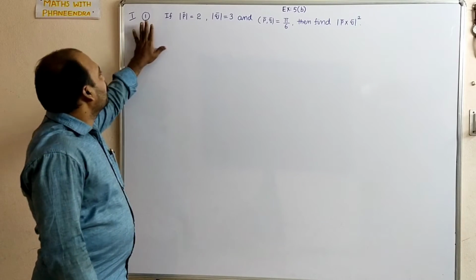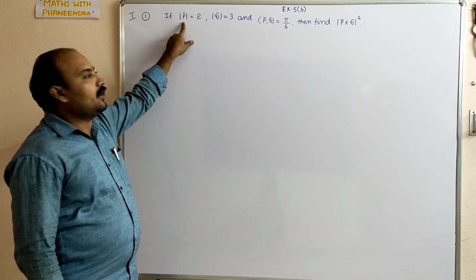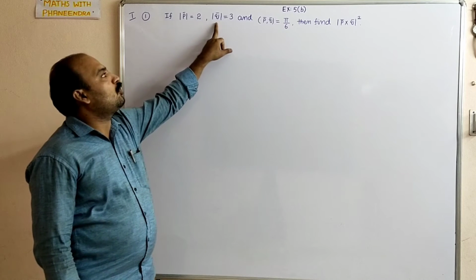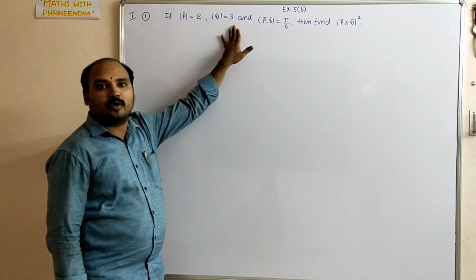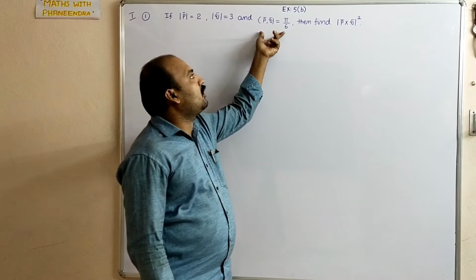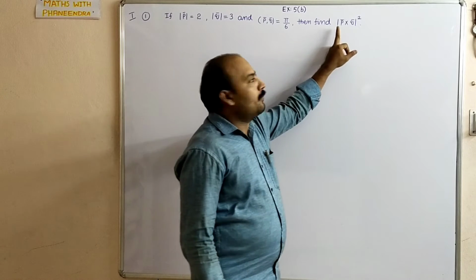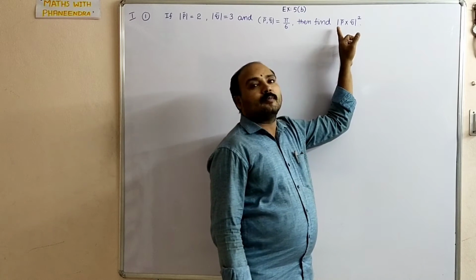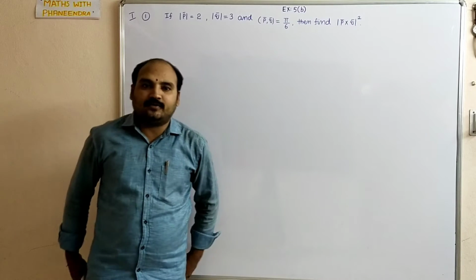The first question: if magnitude of p bar vector equal to 2, magnitude of q bar vector is 3, that means mod p bar equal to 2, mod q bar equal to 3, and the angle between p bar and q bar is pi by 6. Then find mod of p bar cross q bar whole square, they are asking to calculate.